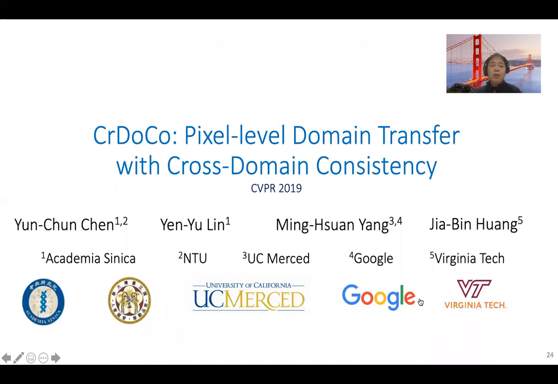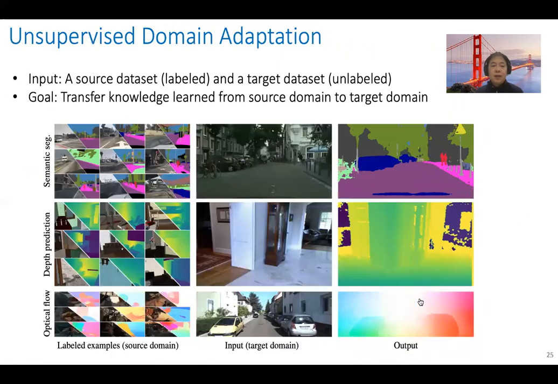The second work I'm going to talk about is also on domain adaptation. Here, the idea is that we want to use cross-domain consistency to narrow down the domain gap. The method can be applied to semantic segmentation, depth estimation, or optical flow.